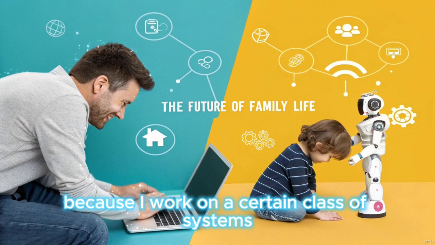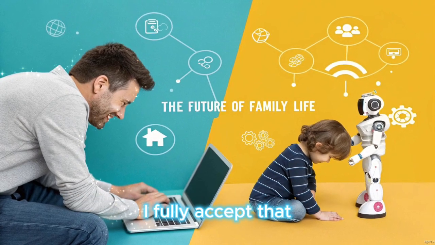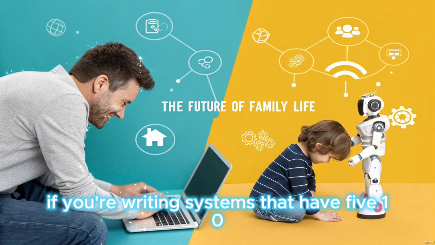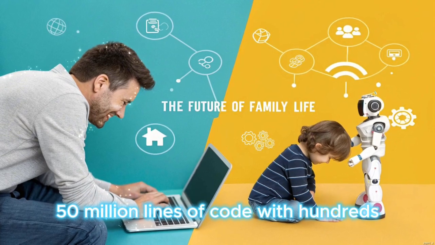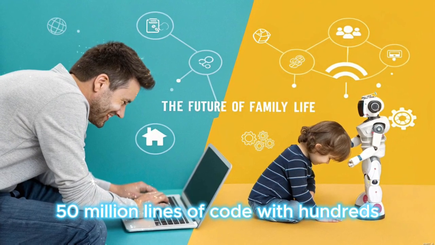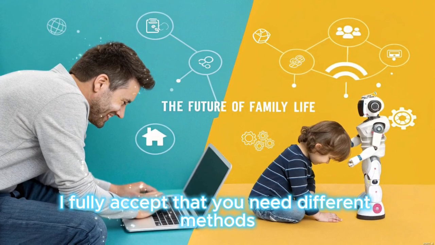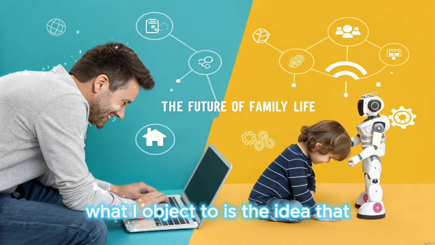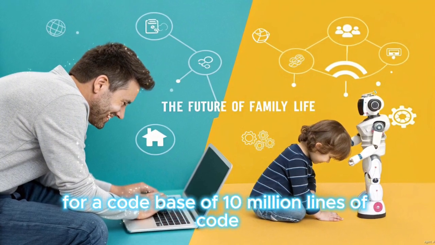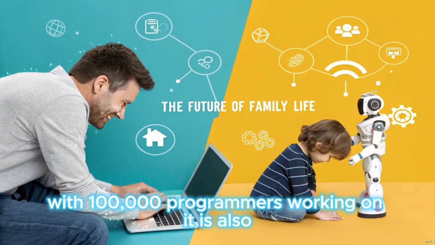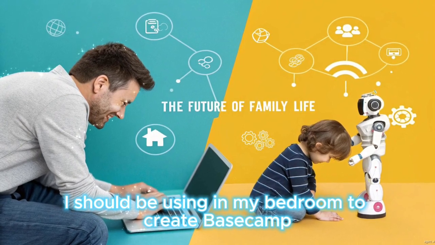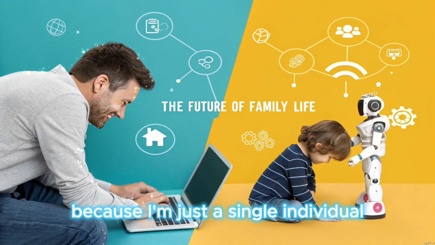And part of it is because I work on a certain class of systems. I fully accept that. If you're writing systems that have 5, 10, 50 million lines of code with hundreds, thousands, or tens of thousands of programmers, I fully accept that you need different methods. What I object to is the idea that what's right for a code base of 10 million lines of code with 100,000 programmers working on it is also the same thing I should be using in my bedroom to create Basecamp because I'm just a single individual.